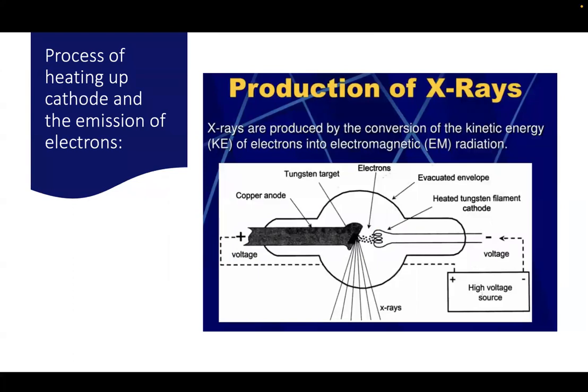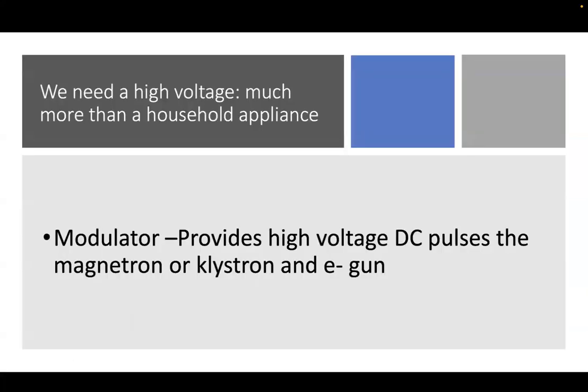So here I'm just showing, in addition to having a high current so that we can boil off electrons at the filament, we also need a high voltage to produce X-rays. And so we need a high current and a high voltage. So we can't just plug in a linear accelerator and use the same type of voltage that we use for a toaster or a household appliance. We need something much, much stronger.